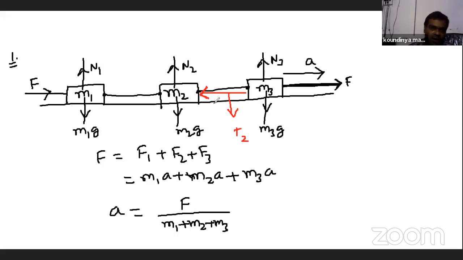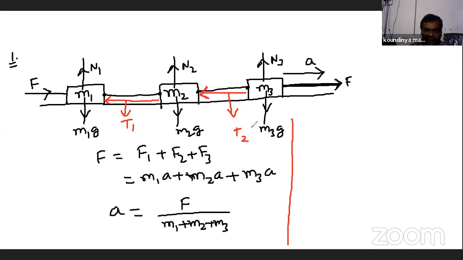Now whenever we are pulling M2 and M3, as M2 and M3 move, M1 will move. So in order to keep M2 and M3 in equilibrium, we are applying a force. This one is T1. I want to find T1 and T2.